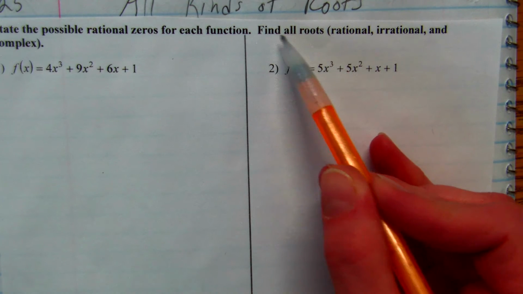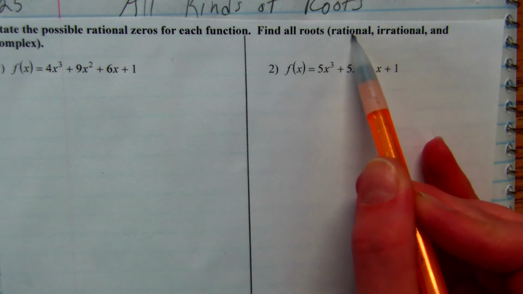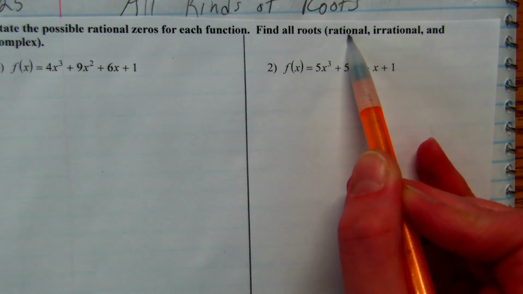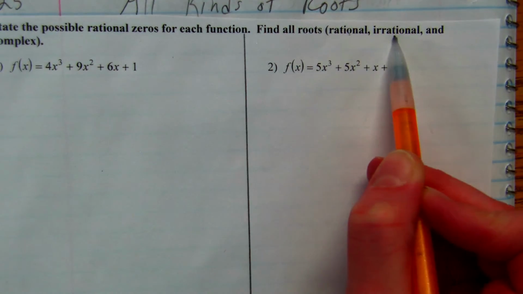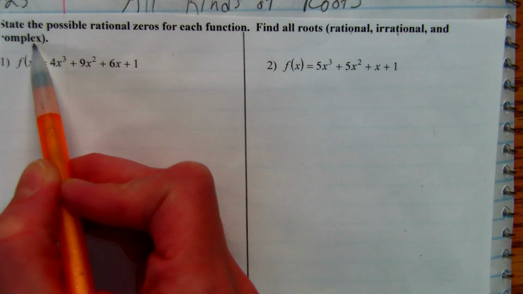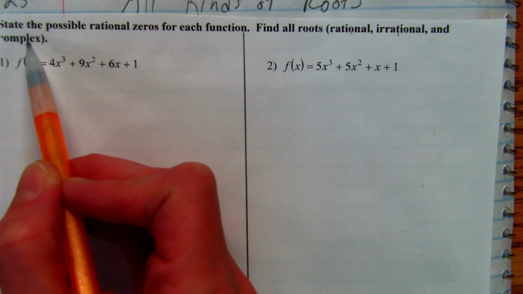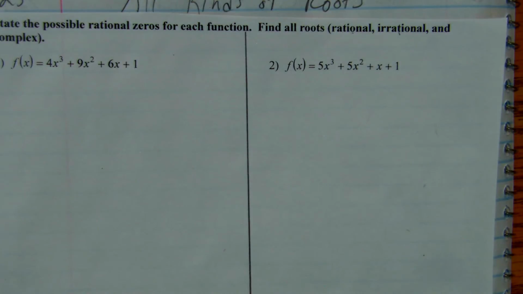And then we're not just going to find rational roots. We're going to find rational roots, which are things that are real numbers but can be written as a fraction, irrational numbers, meaning we could have some square roots and things, and also complex roots, which would be the imaginary ones with i. So we're going to find all of the roots.